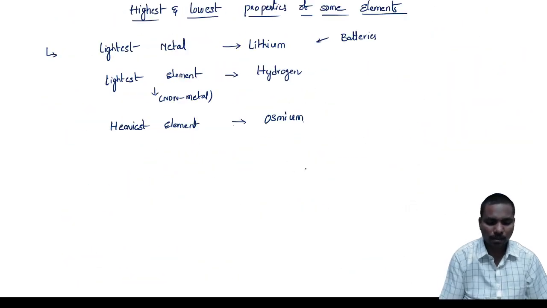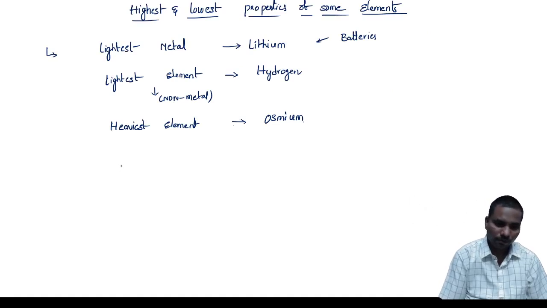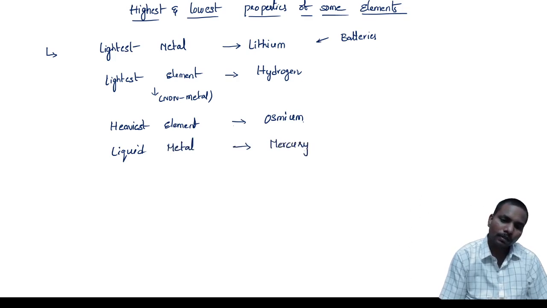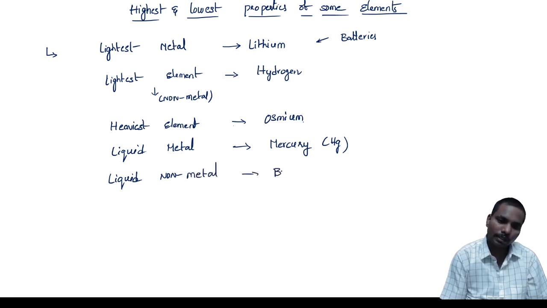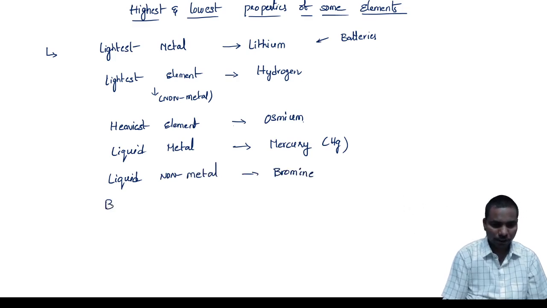And coming to heaviest, that is osmium. If they are asking the question liquid metal, generally metals are solid in nature. What is the liquid metal? Mercury. Mercury is the liquid metal. If they are asking liquid non-metal, that is bromine. It is also very important. Bromine.